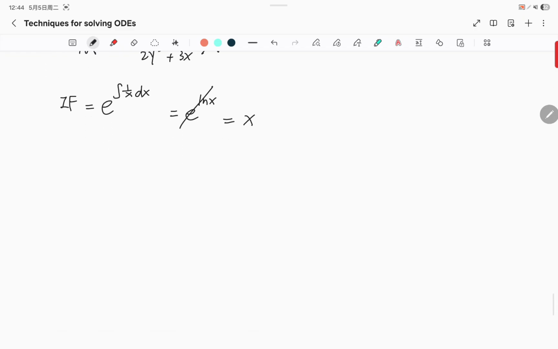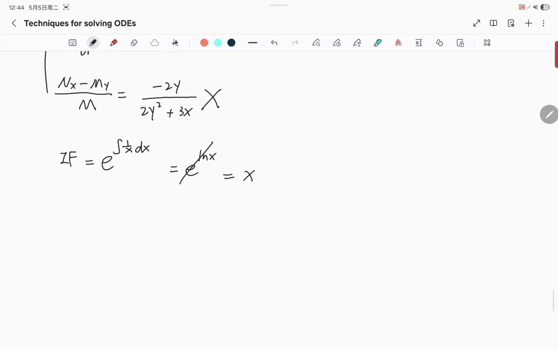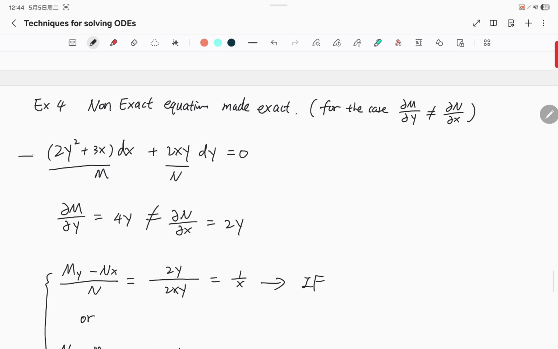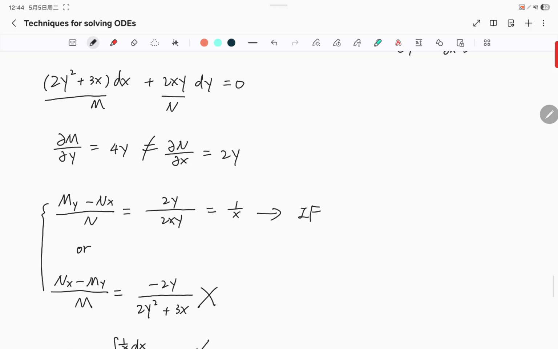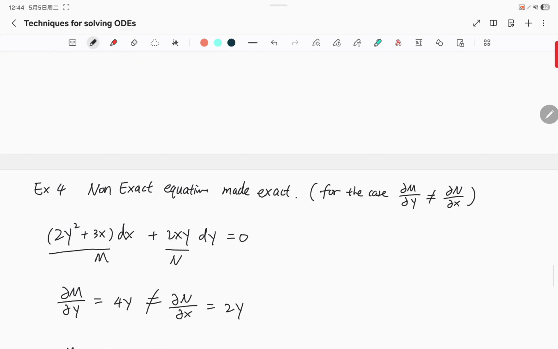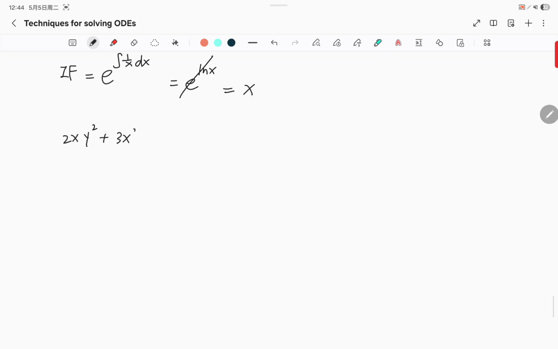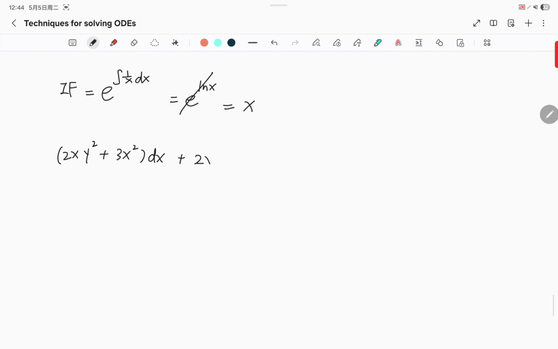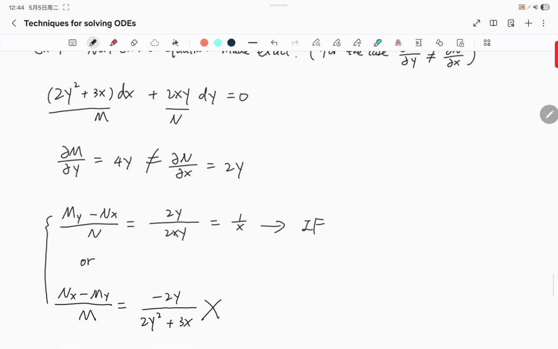Next up, after we got the integrating factor, we're going to need to multiply my integrating factor back to my original equation, both sides, right? So here, if I put x into it, I got 2xy squared plus 3x squared dx plus 2x squared y dy is equal to 0.